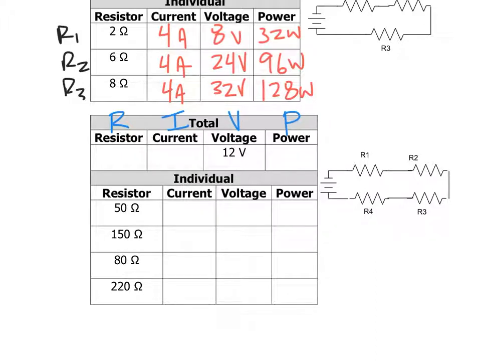So if I start here with my individual resistors, 220 plus 80 plus 150 plus 50, add it all together, gives me 500. Okay, and I is V divided by R. So 12 divided by 500 gives me 0.024. And I know that current is constant, so 0.024 all the way down.